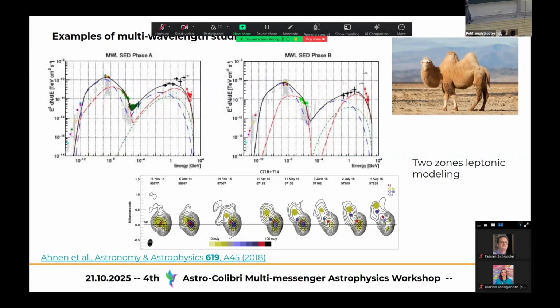Here I put radio maps. Why? Because together with multi-wavelength data, you can also have fantastic radio maps from radio colleagues. But then it's very hard to connect the morphology that you see in radio with the multi-wavelength data set. You could see some evolution in radio, but then theoreticians say, okay, but we cannot really connect this to the emission. So it's very difficult to use radio data, even though they look very, very helpful.